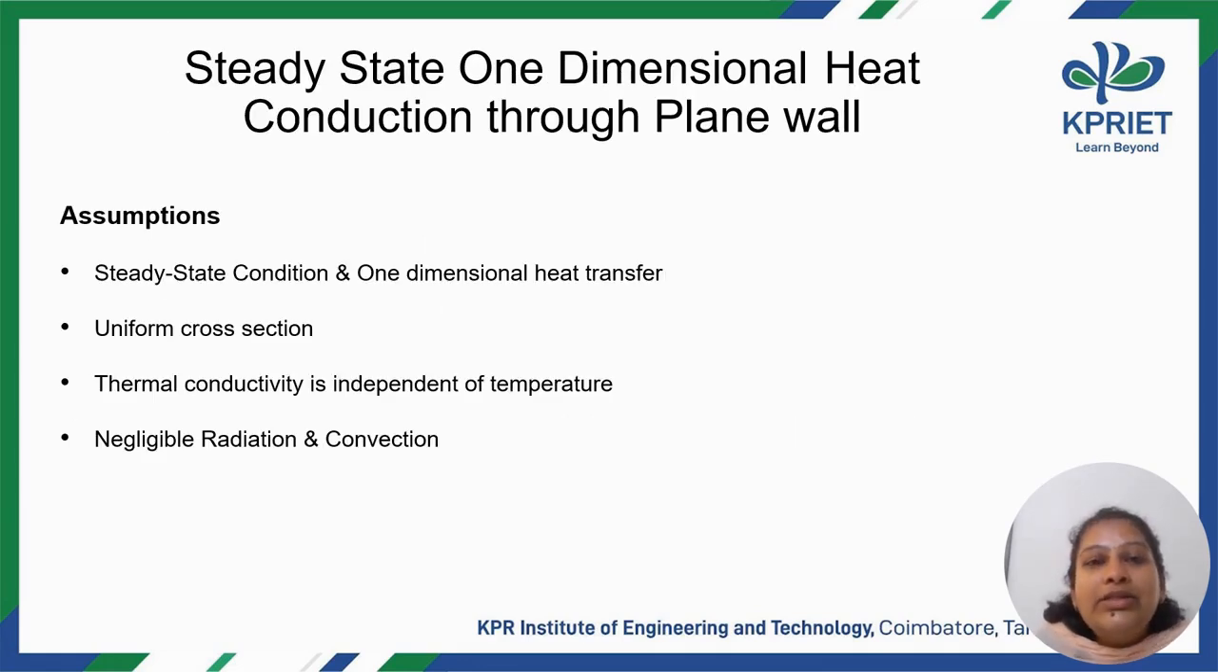Now, let us look into the derivation for the rate of heat transfer through steady state one-dimensional conduction through a plane wall. Before starting this, we should have some basic assumptions for these kinds of derivations. The assumption starts with the steady state condition, that is, the properties of the system do not change with respect to time. When we assume this and unidirectional flow for any system that undergoes conduction, we can directly apply Fourier's law. It is given by Q is equal to minus kA dT by dx. The negative symbol is there because the temperature decreases with respect to distance.